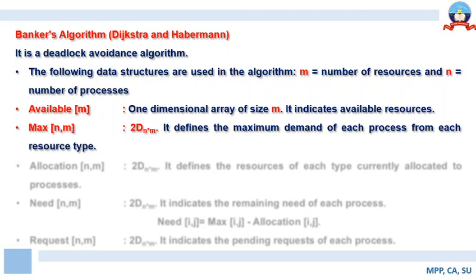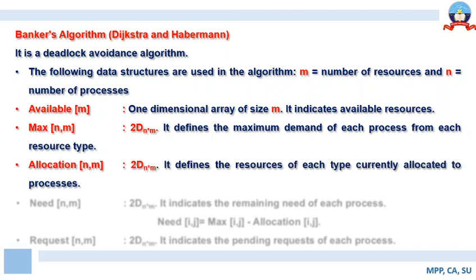Now the next is called Max[n][m]. Max is a two-dimensional array of size n cross m which defines the maximum demand of each process from each resource type.